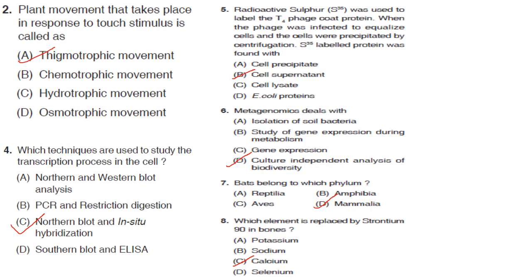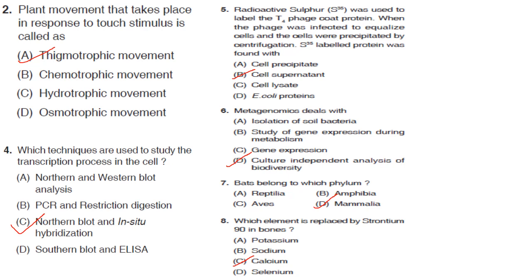Then next one. Plant movement that takes place in response to touch stimulus is called as. So it is thigmotropism. It's a directional growth movement which occurs as a mechanosensory response to touch stimulus. So the answer here is option A, that is thigmotropic movement.